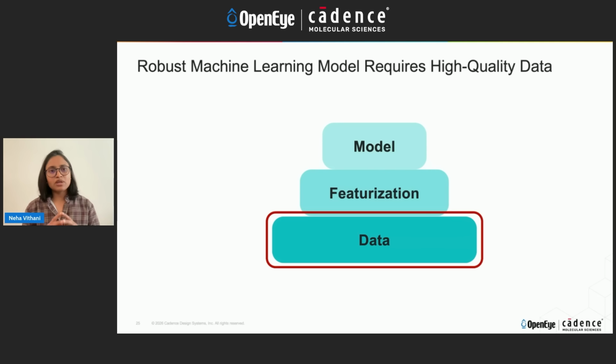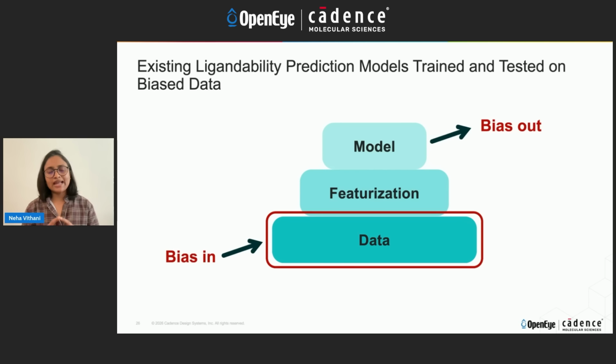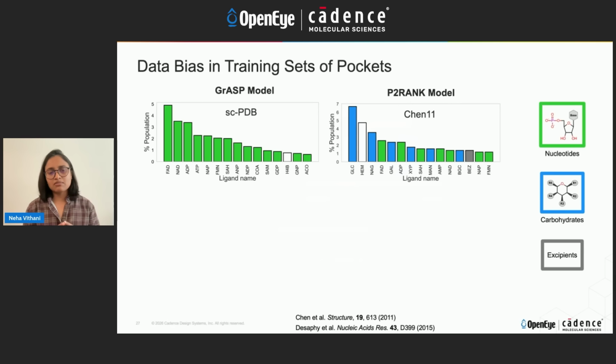Now, building a reliable and robust machine learning model requires high quality data. All previous machine learning models for ligandability prediction have been developed and trained on biased datasets. When the models are trained on biased datasets, they are bound to give you biased results. To understand what kind of bias is present in these datasets, I will show you 2 examples, the GRASP and P2Rank models for ligandability prediction. These models were trained on the scPDB and Tran11 datasets.